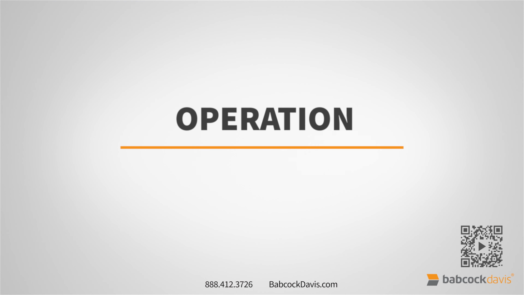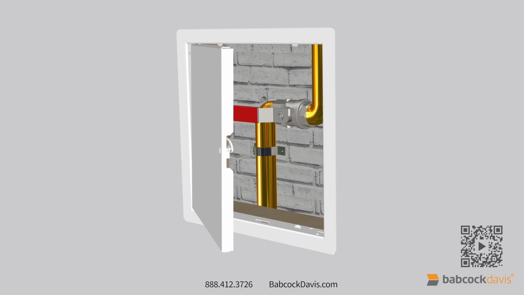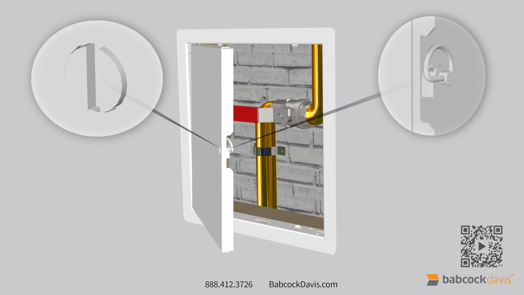Operation. Access doors are designed and built for years of dependable wall and ceiling access. The basic components for door operation include latching and locking mechanism and hinges. A screwdriver-operated cam latch is our standard. Other latch options include key-operated cam lock and mortise lock prep.